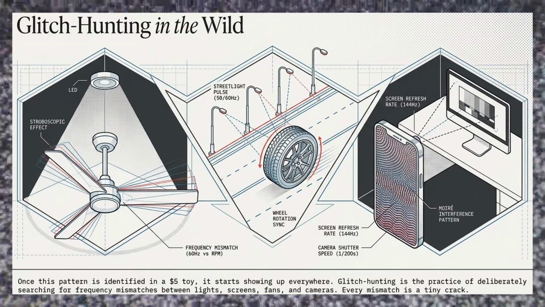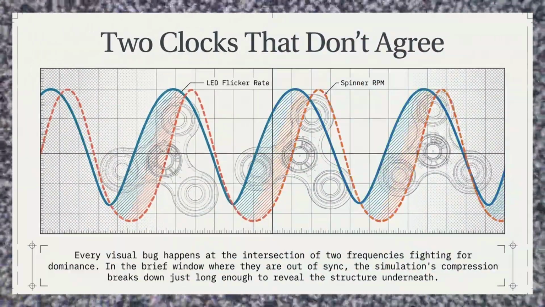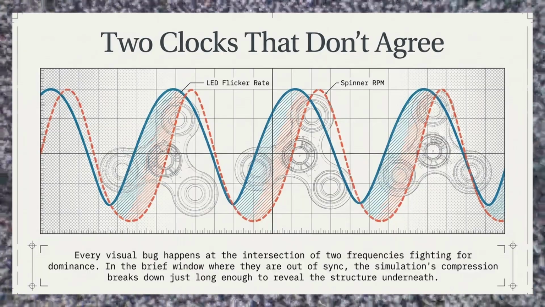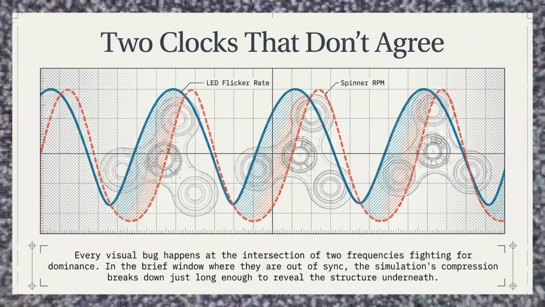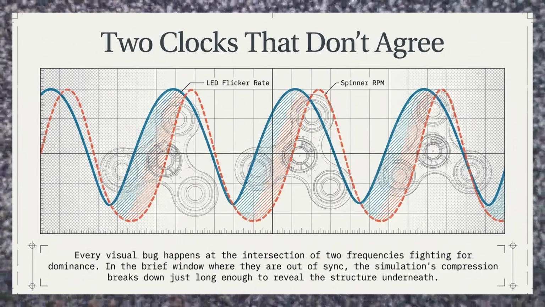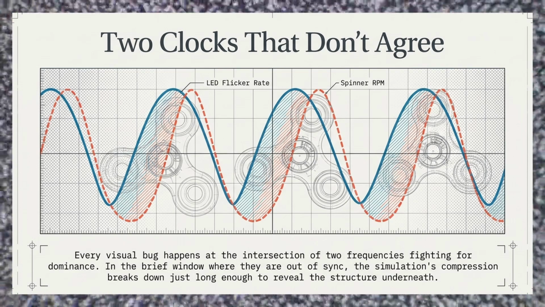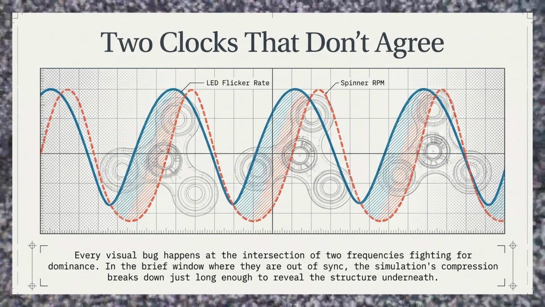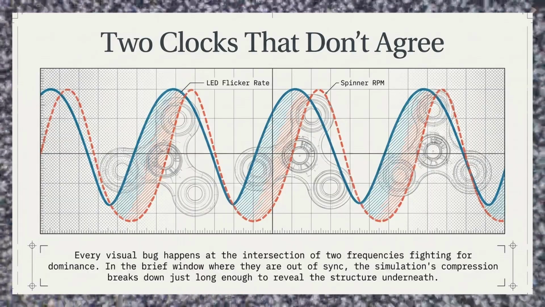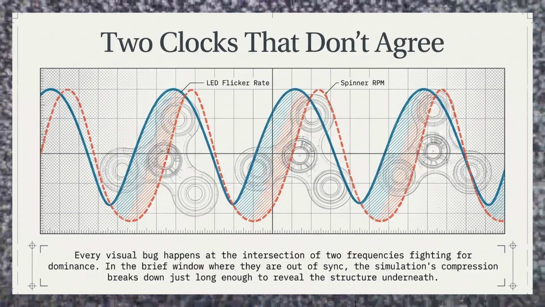What if these aren't glitches in the equipment? What if they're glitches in the render? Every one of these visual bugs happens at the exact intersection of two frequencies fighting for dominance, two clocks that don't quite agree. And in that brief window where they're out of sync, the smoothing fails and the underlying structure peeks through. This practice is sometimes called glitch hunting, deliberately searching for frequency mismatches between lights, screens, fans, and cameras, because every mismatch is a tiny crack, a place where the simulation's compression breaks down just long enough to reveal the wireframe underneath.